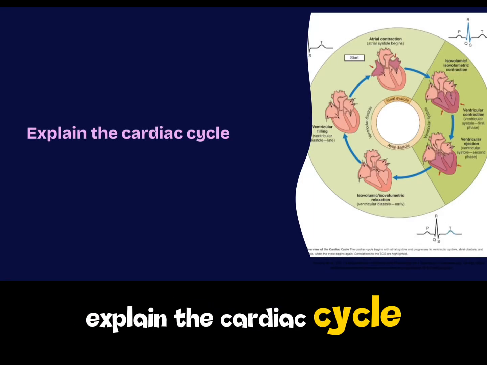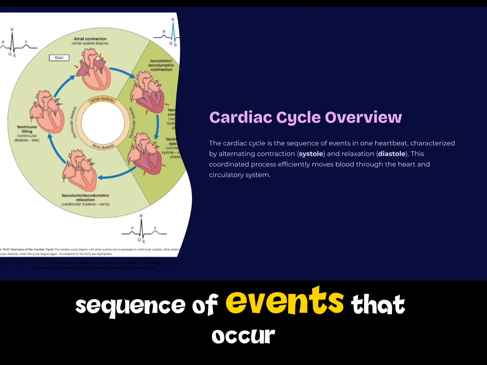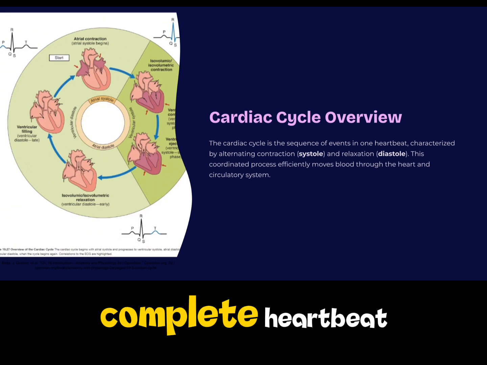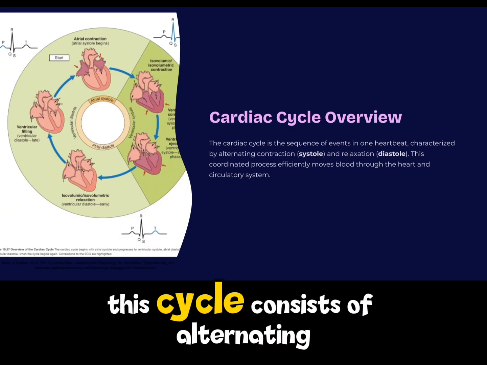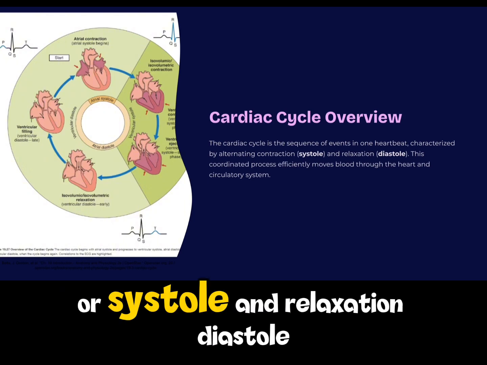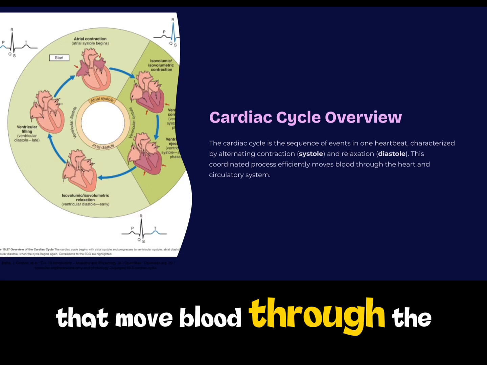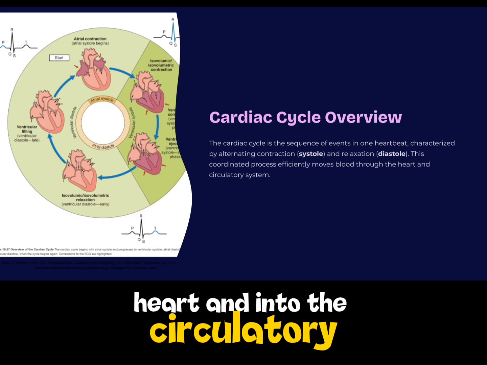Explain the cardiac cycle. The cardiac cycle refers to the sequence of events that occur in the heart during one complete heartbeat. This cycle consists of alternating periods of contraction, or systole, and relaxation, diastole, that move blood through the heart and into the circulatory system.